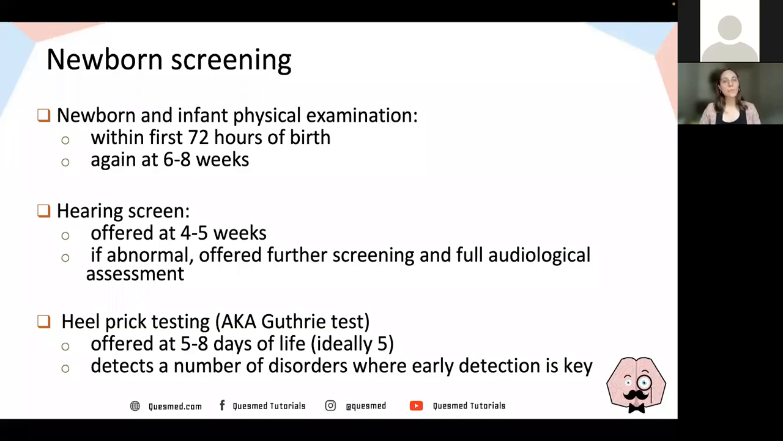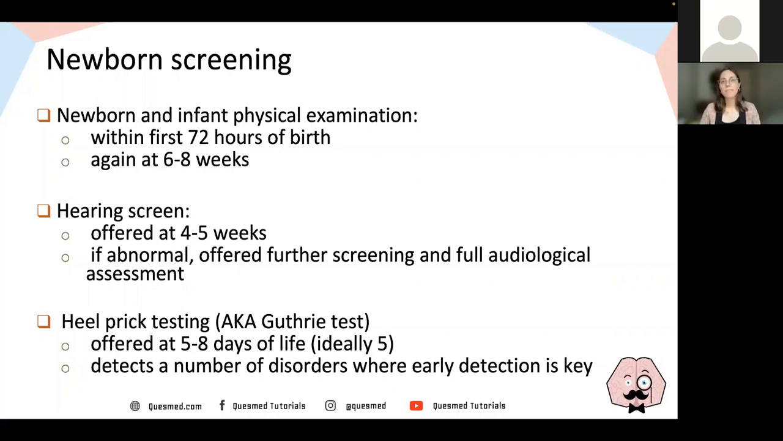And then a heel prick test is the other big one. Also known as the Guthrie test, but we are trying to move away from this nomenclature. It's offered at 5 to 8 days of life. It's important that it's done before the 8 days, because some things might not be screened and you want to pick this up pretty quickly.